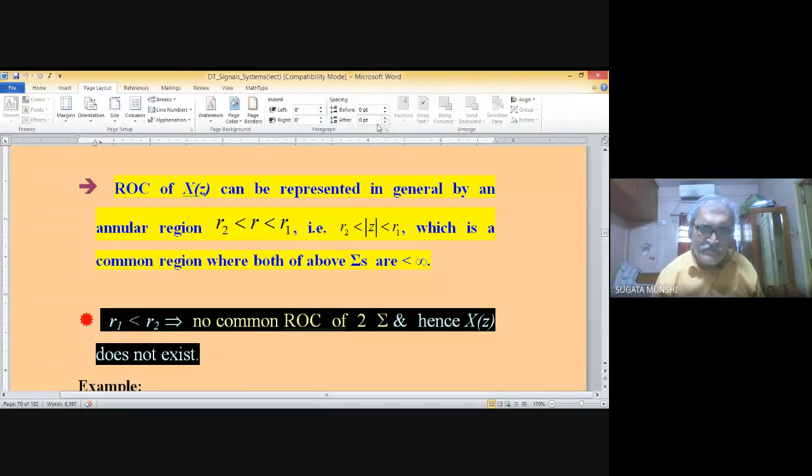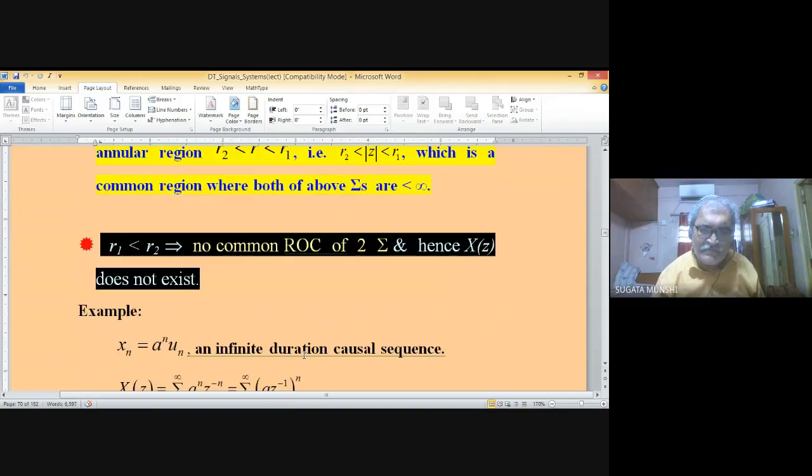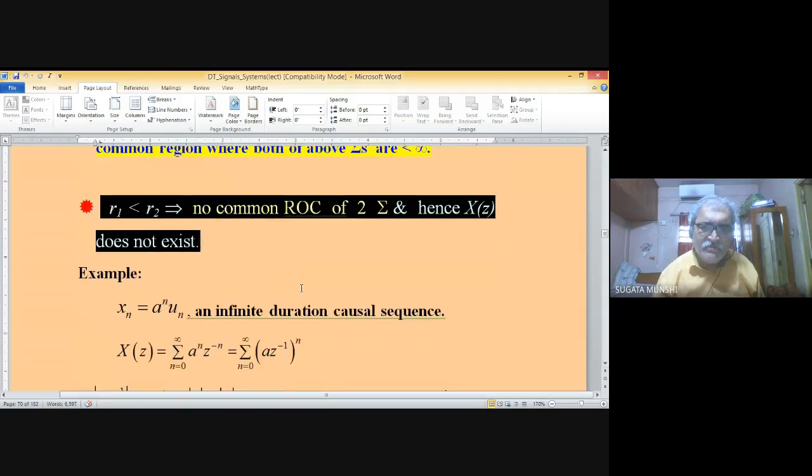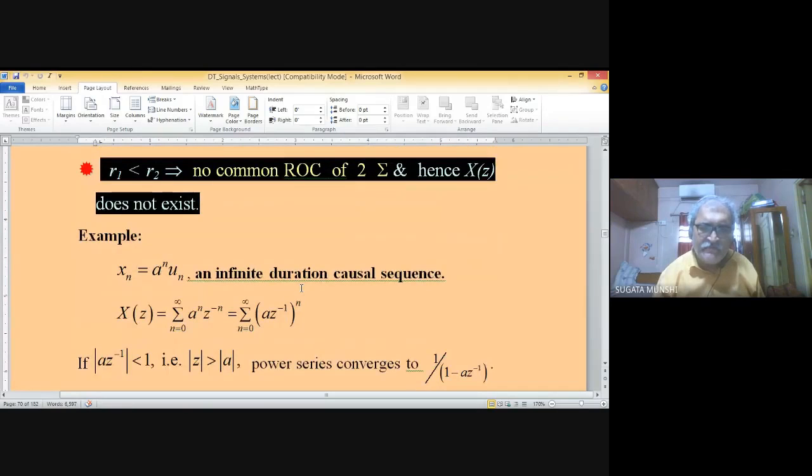Now let's move on to certain examples to make it more clear, and certain other important findings are also to be seen. First I'm explaining, then I'll allow you sufficient time to write down. So we are considering an infinite duration causal sequence for the sake of illustration. x[n] is a to the power n u[n]. So it's an infinite duration causal sequence. If you find out the Z transform from the basic expression, this is the expression. You can also write it in this manner.